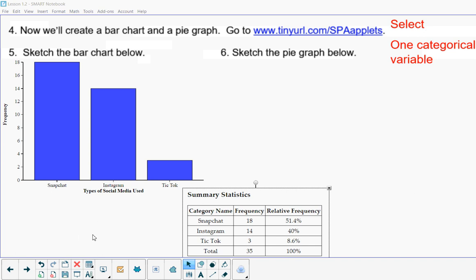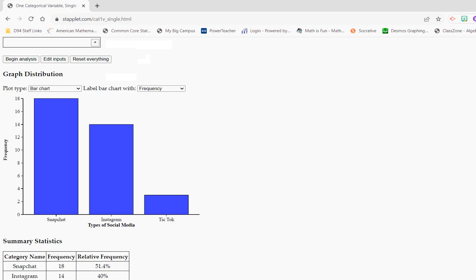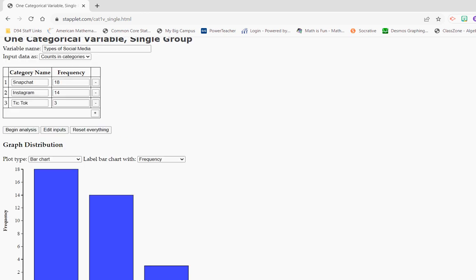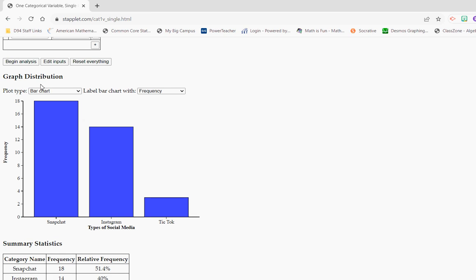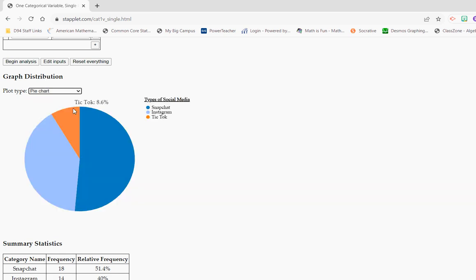Now, the second representation is the pie graph. So if you go back to your applet, we already have the data entered in above here, right? There's your category and frequency. What we're going to do is go to the graph distribution and change it to a pie chart.